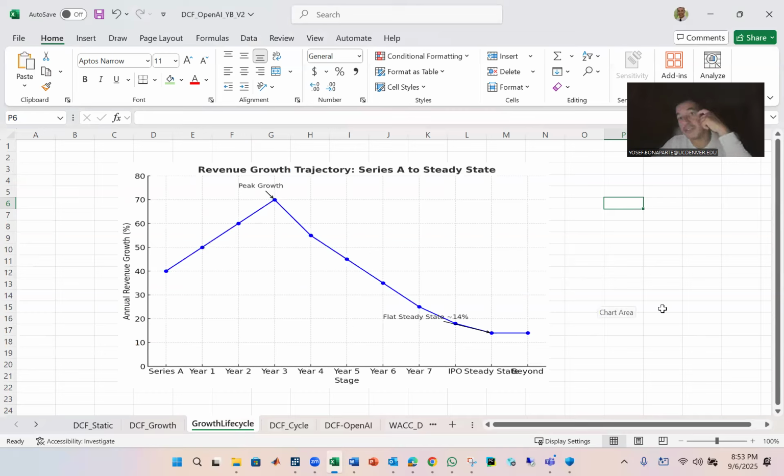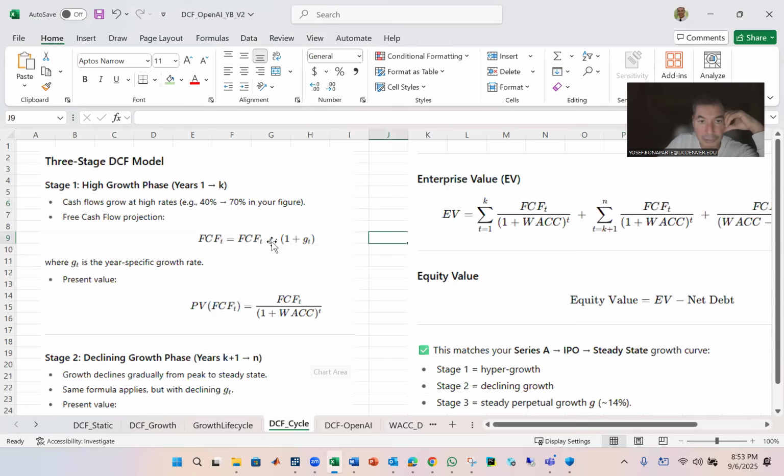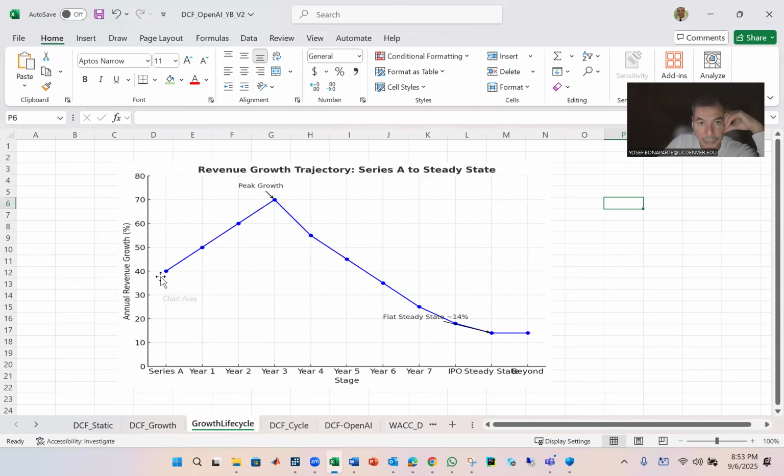What if it's more complicated, like ChatGPT or OpenAI? OpenAI is growing like 40%, 50, 60%, maybe they're going to peak at 70, and then we expect them to go down, because every company eventually is going to have a steady state. Every company grows fast, peaks, still grows fast, but converges to a steady state, and from the steady state on, a flat growth, 5%, 6%. So in this case it's a little more complicated. You have growth now, then decline, then steady state. You have three periods: growing, declining, steady state.